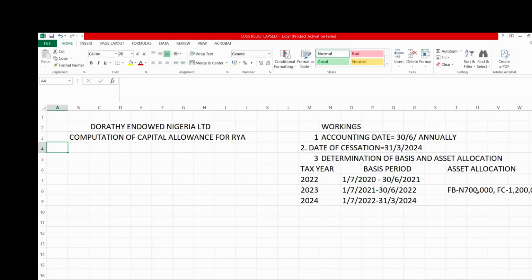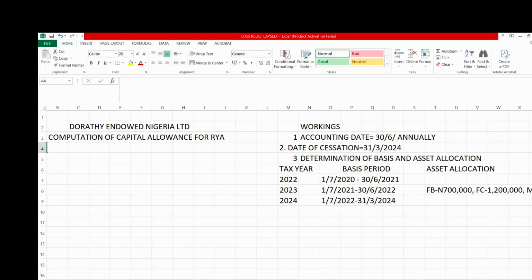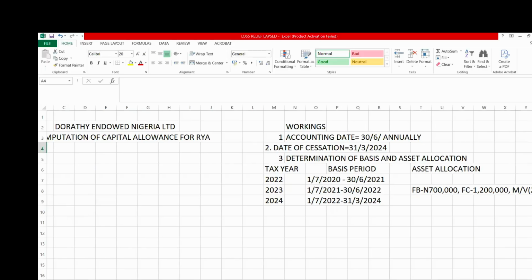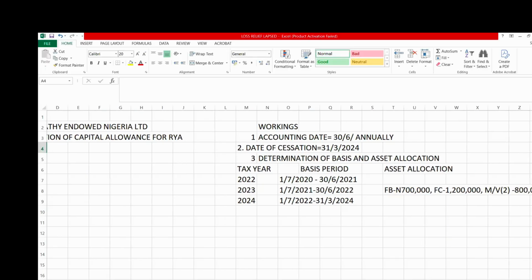So for this now, I have what? Under this information, I have factory building, factory construction. These are the same category of assets. They are both factory. They will be entitled to what? To the same percentage of capital allowance. So you can combine them together since they occur in the same year. So for that, we have what?